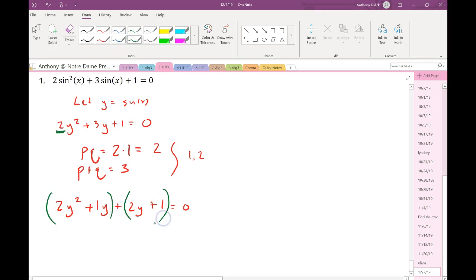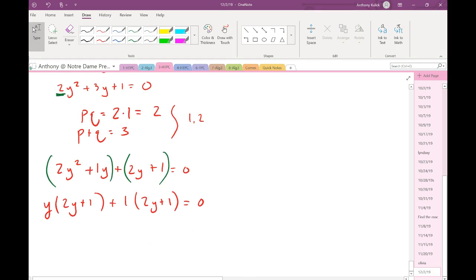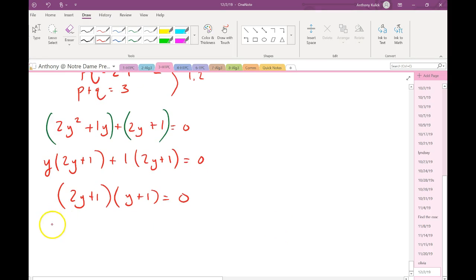I make two groups. From the first group, I can take a greatest common factor of y, leaving me with 2y plus 1. From the second group, I take a greatest common factor of 1. So I still have 2y plus 1. Good so far? Okay. I notice each of those contain a 2y plus 1. So when I factor that out, I'm left with y plus 1. And now I can apply the zero product property and set each of these equal to 0.